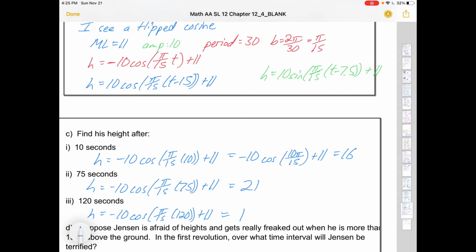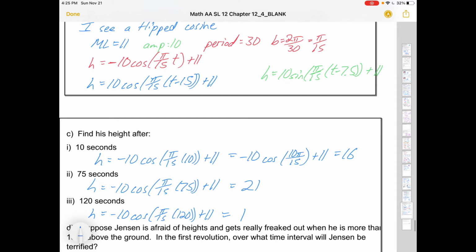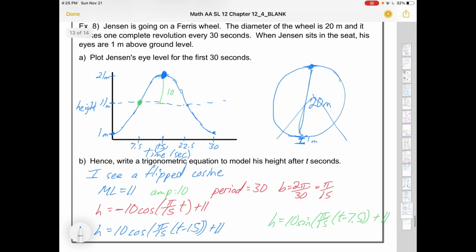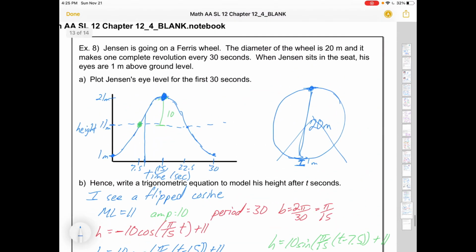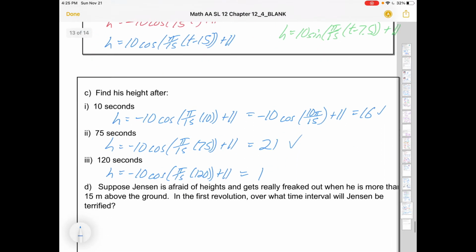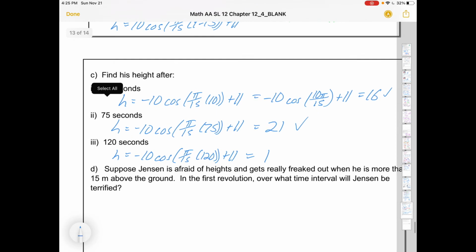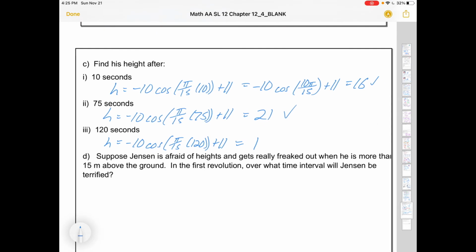Now, we can check against the graph, and it's probably worth doing. After 10 seconds, 10 seconds would be right about here. Yeah, 16 seems reasonable. Let's think about when he's at the top. He's at the top at 15 seconds, and then again 30 seconds later at 45, and then again at 75. So this one makes sense. And lastly, 120, well, he's at the bottom at 0 seconds, and at 30 seconds, and at 60 seconds, and at 90 seconds, and finally, he's going to be at the bottom at 120 seconds. And maybe he'll go around more and more.